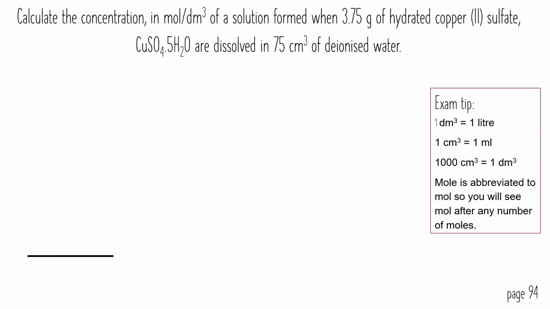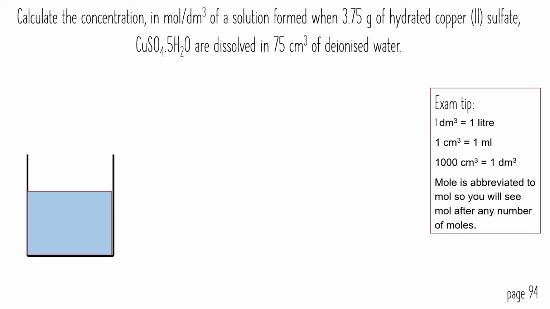Sometimes you won't have to. Sometimes they'll just give you the moles, so all you'll have to do is step 2. So it's your job to look at the question, figure out what information they've given you and what you've then got to find out. So let's look at the question. Calculate the concentration in moles per decimeter cubed of a solution formed when 3.75 grams of hydrated copper 2 sulfate are dissolved in 75 centimeters cubed of deionized water.